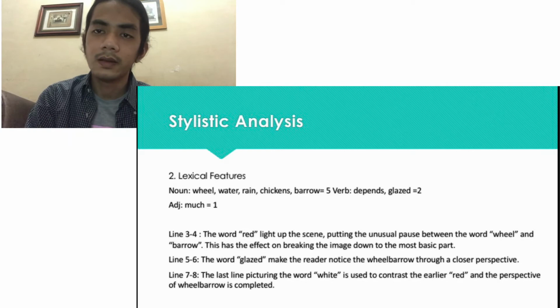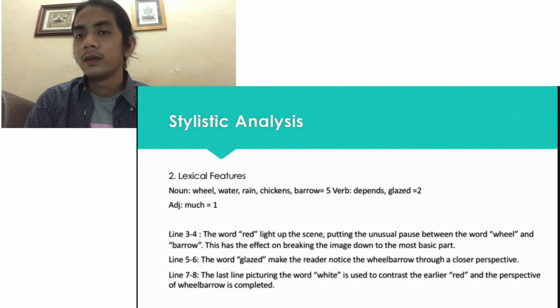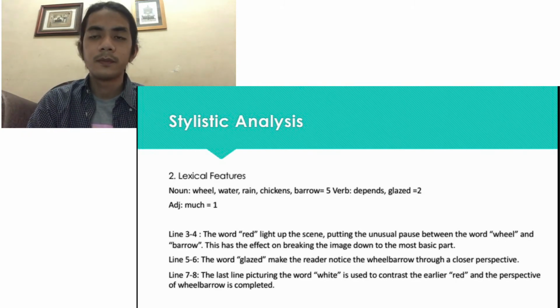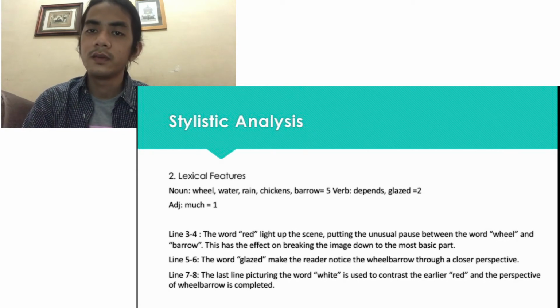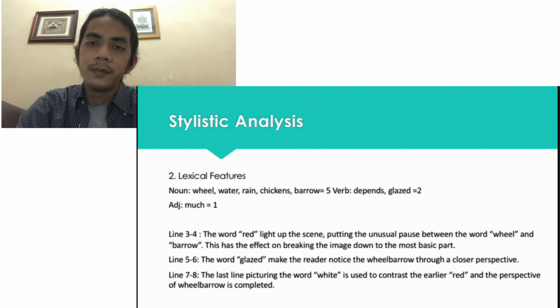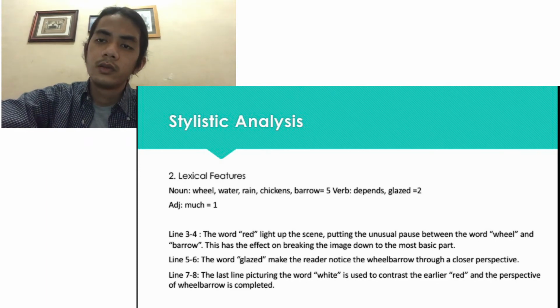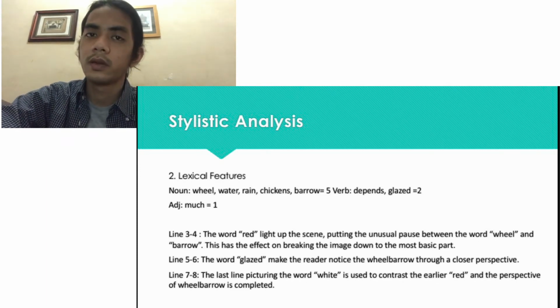That is the lexical feature. Because this is really a short poem, it doesn't have a lot of words. So there are just 5 nouns, and the verb is just 2, and the adjective is just one. And the lexical feature in the line of the poem is line 3 to 4. The word red lights up the scene, putting the unusual pause between the words wheel and barrow, and this has the effect of breaking the image down to the most basic part.